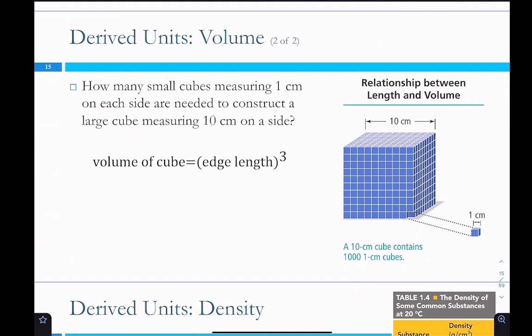Oh, see, this is where I'm supposed to use these. So how many small cubes measuring 1 centimeter on each side are needed to construct a large cube measuring 10 centimeters on a side? Well, it's not just filling out one side, you have to fill out the entire cube. So you would need 10 of these little centimeter cubes across one edge, and that would get you one side of it. But then you need 10 along the other edge, so you make a square, and then you need 10 tall as well. So to fill up that entire volume ends up being more than just 10. It ends up being 10 times 10 times 10.